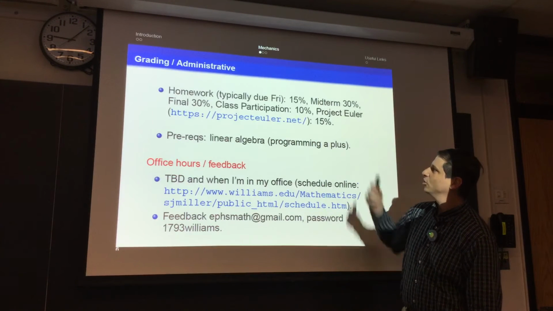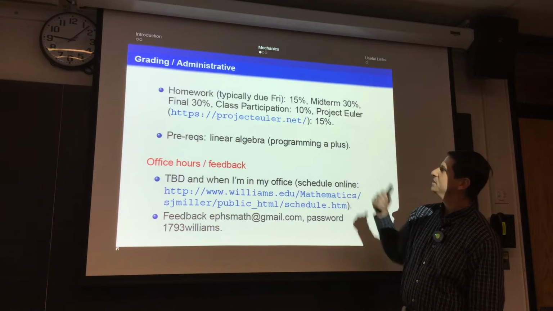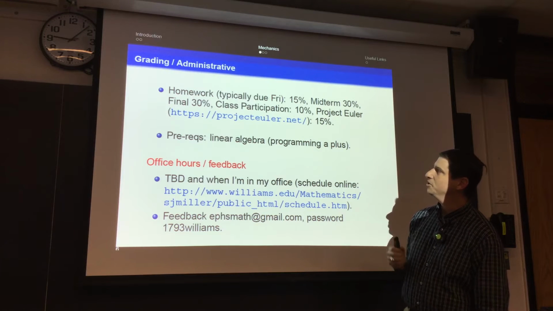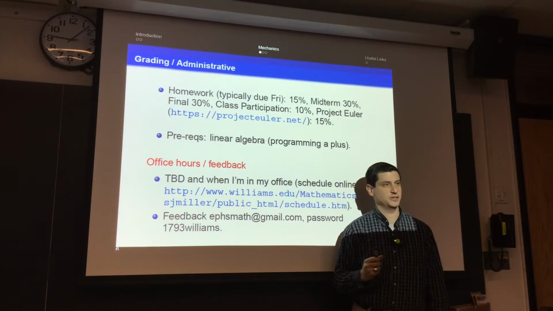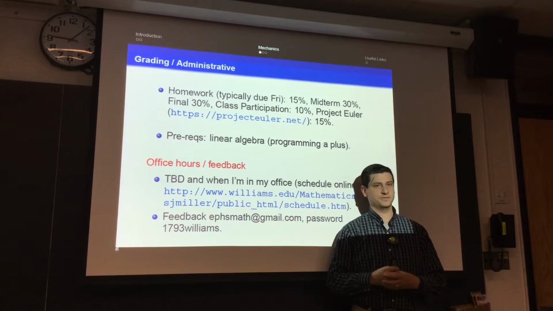Course mechanics. Homework, which will typically be due on Friday, will be 15%, midterm 30%, final 30%, class participation 10%. So I really want an active class.